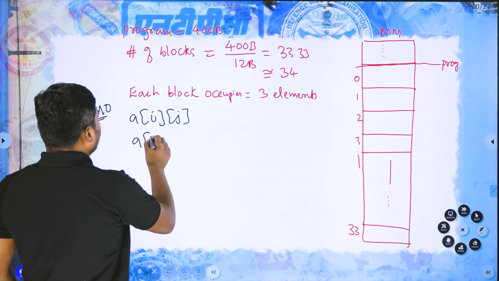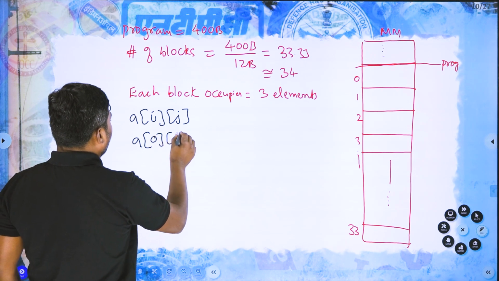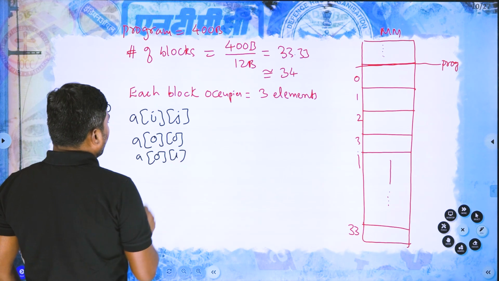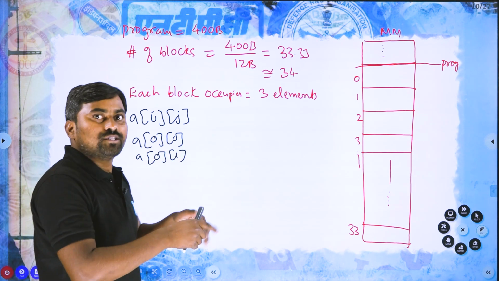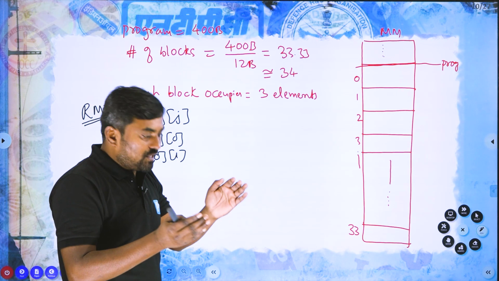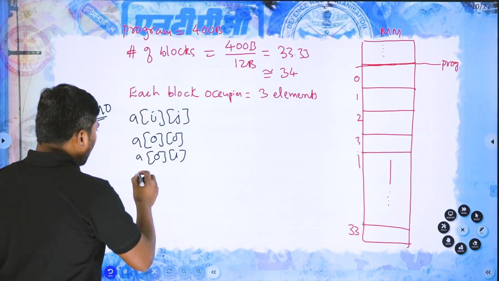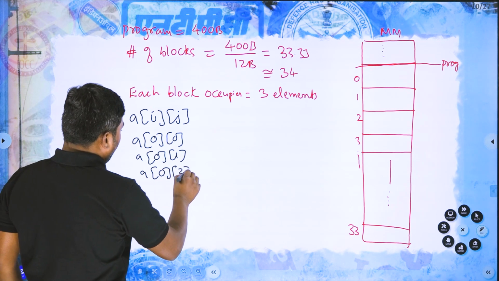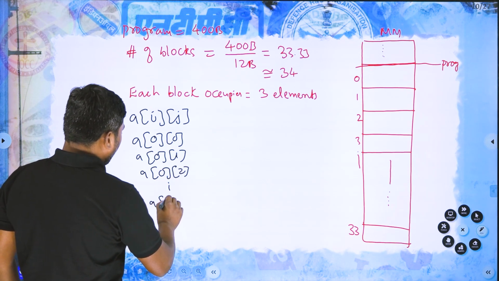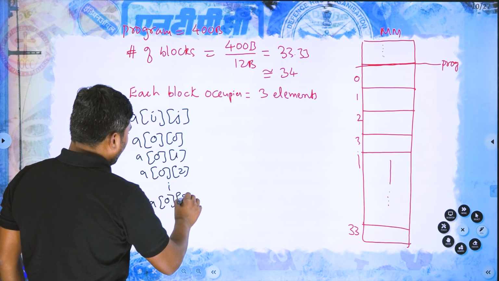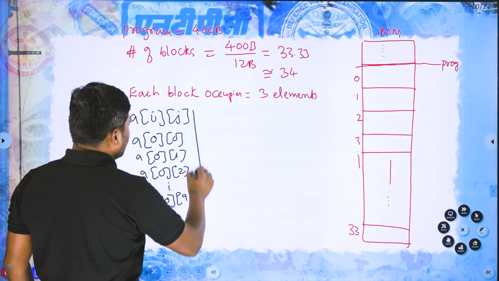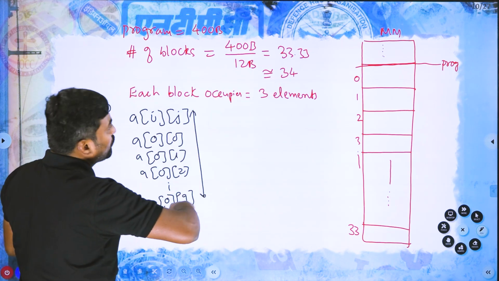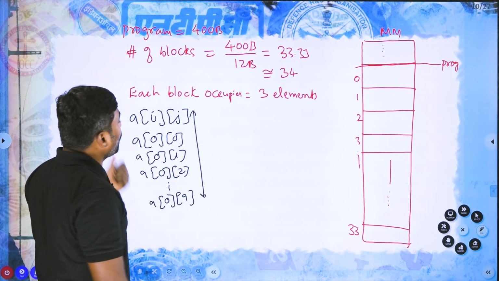So the first element is A of 0, 0, and the second element is A of 0, 1. The entire first row you have to store, then the second row, third row. Row major means the entire first row, like A of 0, 2, like this, up to A of 0, 9. This is the first row. So the first entire row is stored in memory, then the second row starts loading into memory. That's row major order.